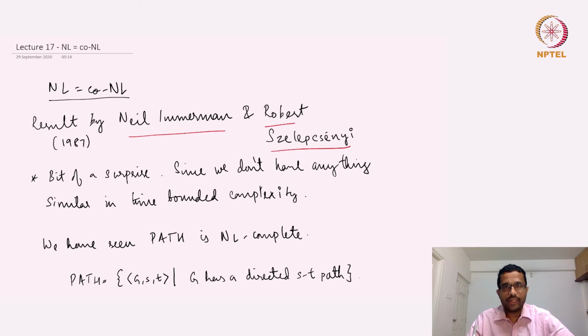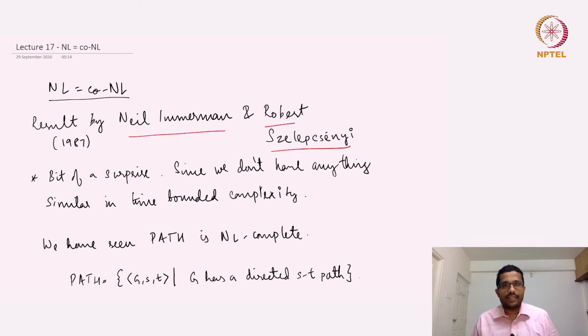This was proved in 1987, and these two people independently proved the same result. In those times, much like Cook and Levin independently proved their result, one from the US or Canada and the other in Russia, similarly Neil Immerman was in the western side of things, and Robert Szelepcsényi was in the eastern side of things, and they independently proved the result NL equal to co-NL.